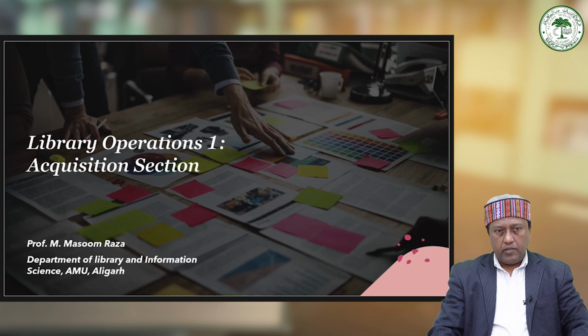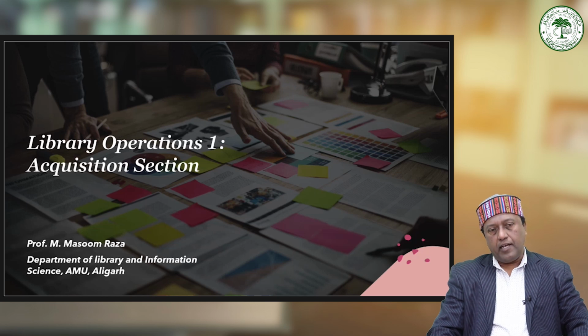So I'll take up these operations one by one. We have several operations in a library. As you know, it starts with the acquisition section, then we have technical processing. Technical section we also call the processing section, and then we have a periodical section, then we have a maintenance section, and then we have the circulation section, which is foremost important, because most of the users know the library through the circulation section only.